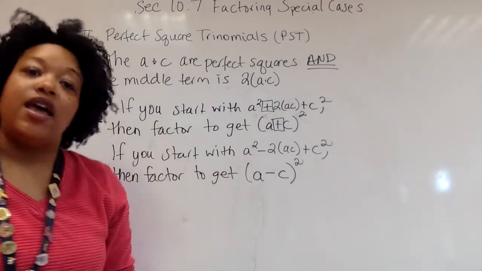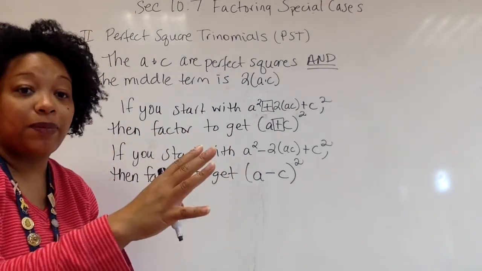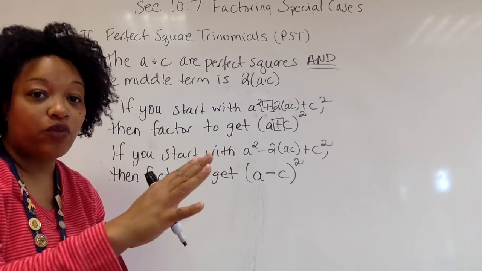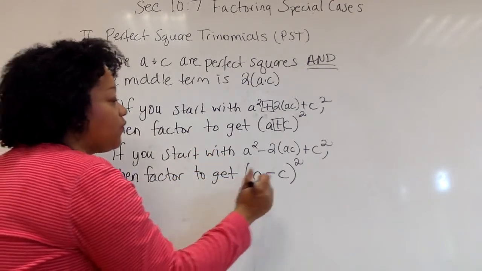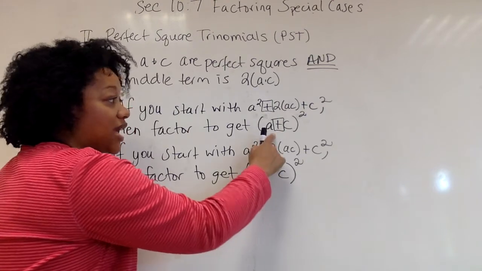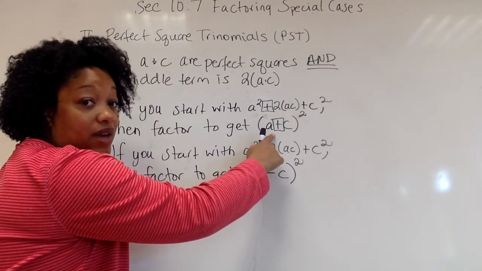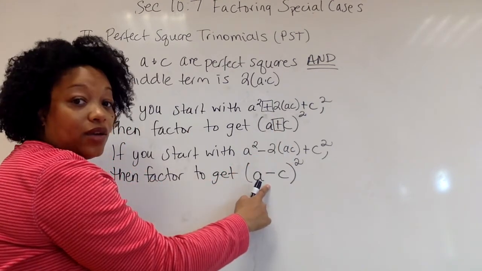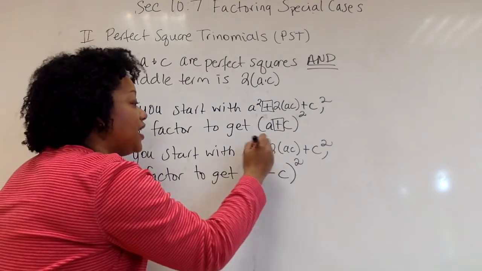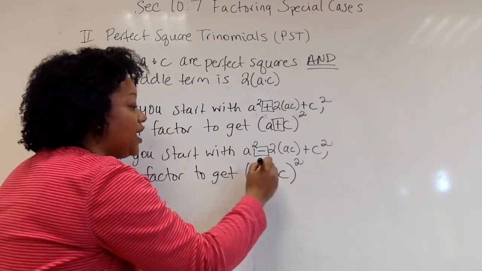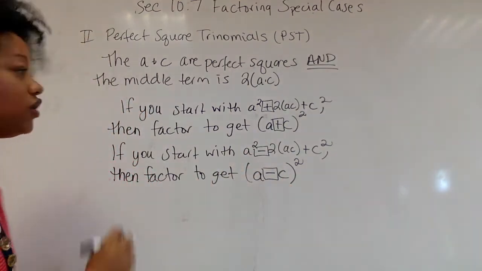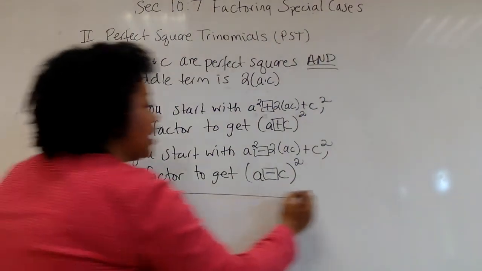So here's what you need to understand. Perfect square in the front, perfect square in the back, doubled up in the middle. And if that's what you have, then when you factor, you will get either a plus c quantity squared or a minus c quantity squared. The sign in front of your B will be the sign in your answer. So this is what you should have in your box.